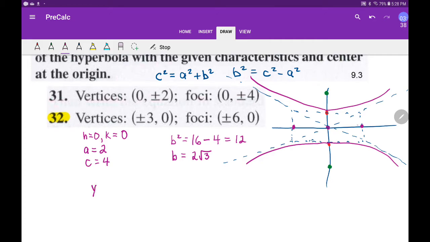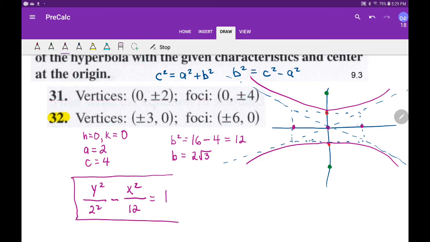And so guess what? My y is first. Has to be. Y squared over, I'd say y minus k, but why should I bother? And that's 2 squared minus x squared over, what's b? Well, I'm just going to write 12. It's 2 square root of 3 squared, but I know that's 12, is equal to 1. So, strange thing, x isn't the major direction. It's not a horizontally oriented hyperbola, but this is where we get pancake type vertically oriented hyperbolae.